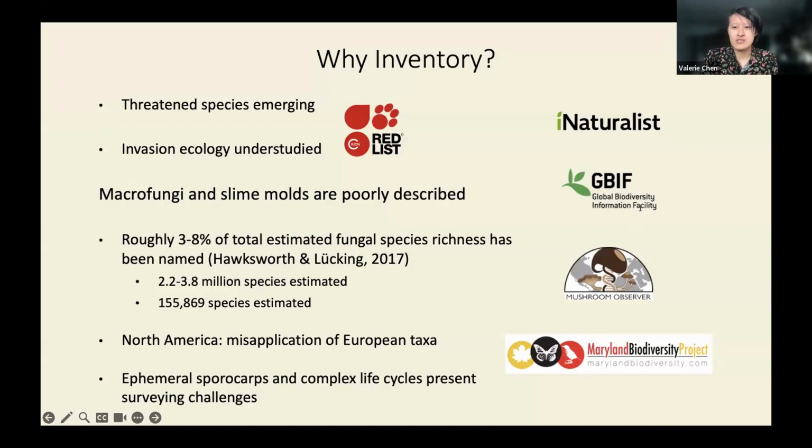Invasion ecology is also a discipline that's very understudied in the realm of fungi, and most attention to invasion ecology has been directed towards non-native plant pathogens, such as the chestnut blight that many of you might be familiar with. What's much less understood is how non-native fungi impact native fungi in the same ecological niches.